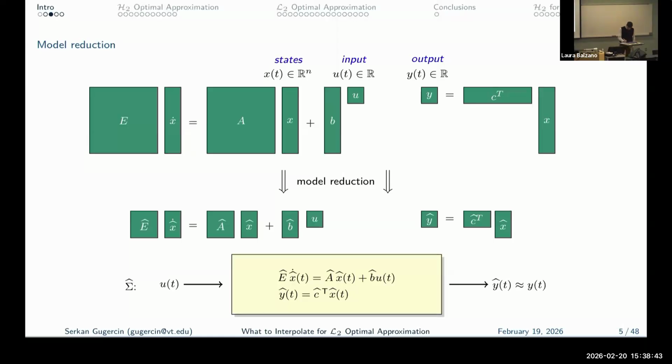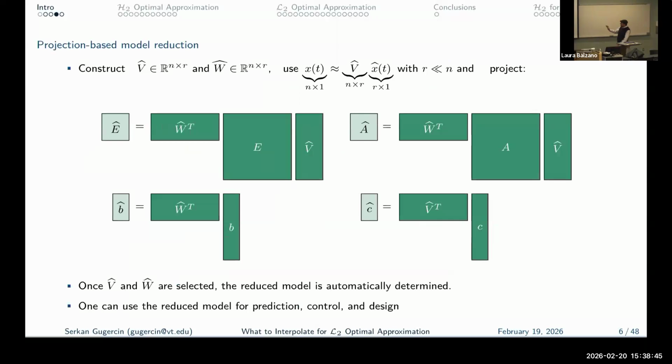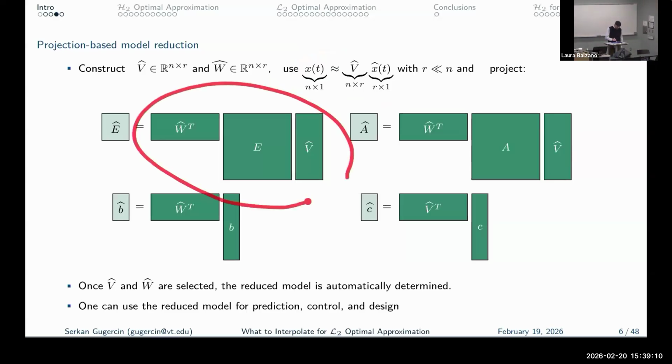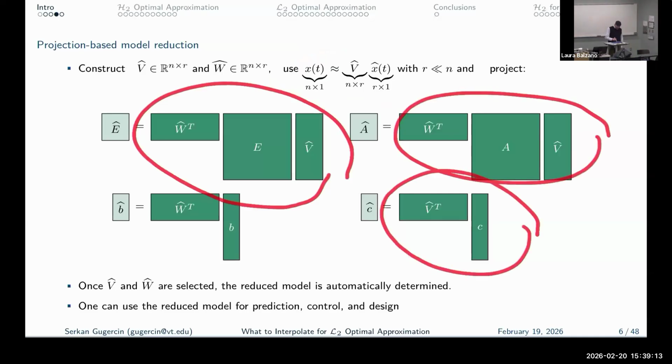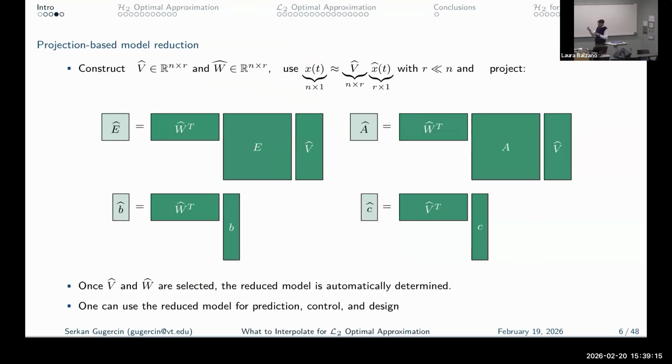And then the classical way to do this, I'm not going to tell you, we are not going to do it this way, but usually this is what happens. You do basic projection-based model reduction. You find a basis V hat such that your large state space of dimension N approximately lives in this R-dimensional subspace. And then you plug into the differential equation, and then you project. So this becomes your reduced E, reduced A, reduced C, reduced B. So you choose this basis, V and W. Once you choose them, you hit your large quantities with them, and you reduce them.